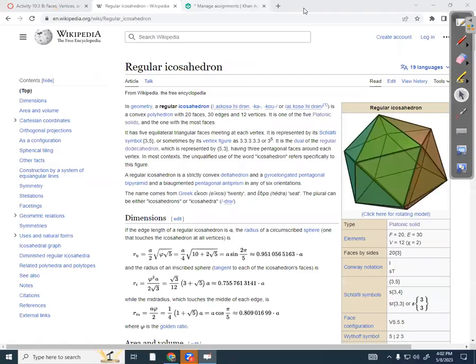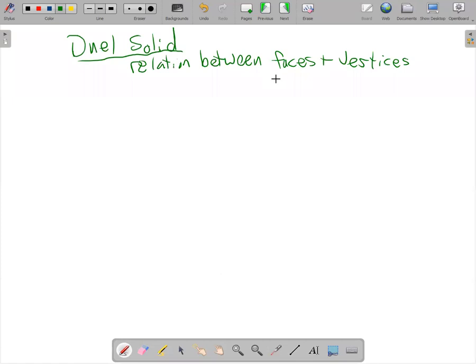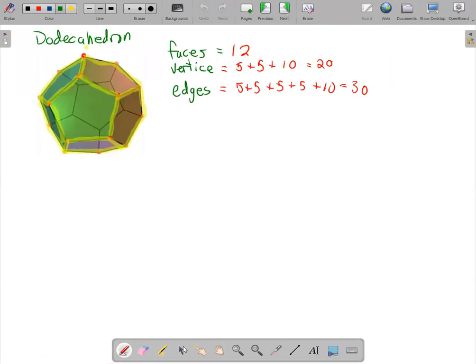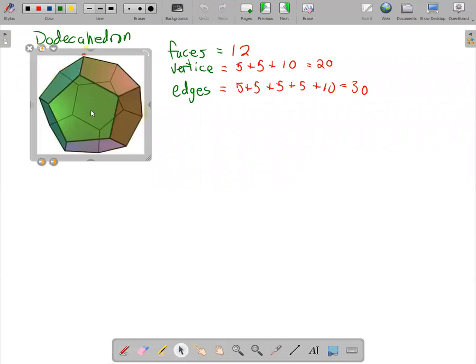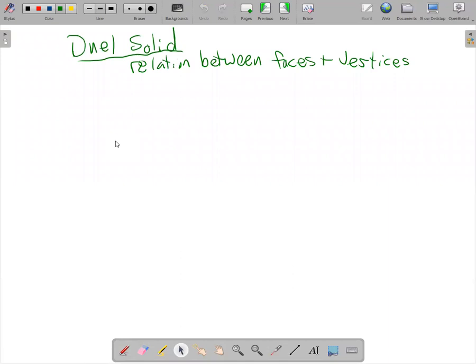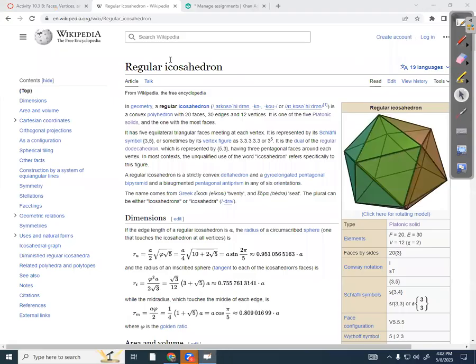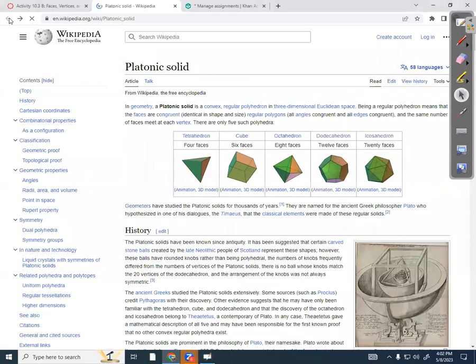Let's use the dodecahedron as an example, which I have right there. Let's do a simpler example. Let's grab the cube as the example.